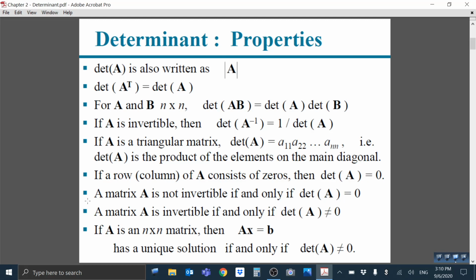And then the last thing, if I have a square matrix, then the linear system AX equal B has a unique solution if and only if the determinant of the matrix is different from 0. Which means for a square matrix, the system AX equal B has a unique solution if and only if the matrix is invertible. So those are very important properties that we need to remember because they will simplify our life later on.